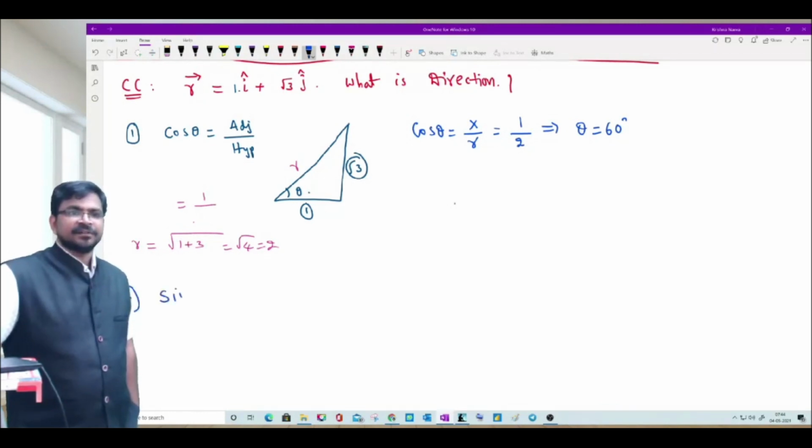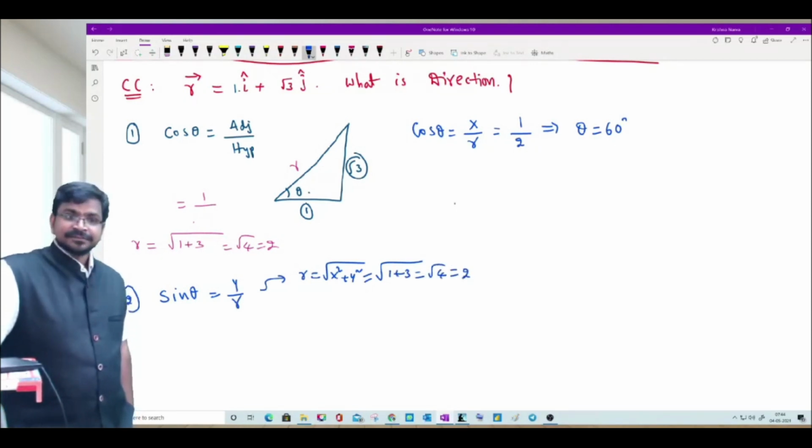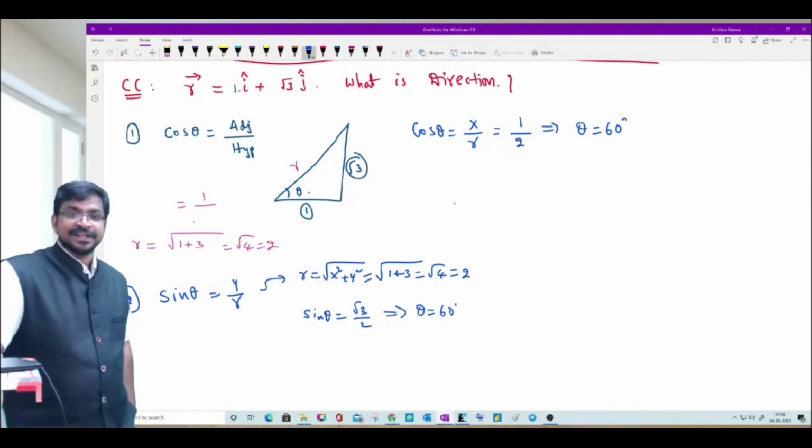sin theta. For sin theta, y by r. Again here, we should calculate r first. r is equal to square root of x square plus y square, which is square root of 1 plus 3, square root of 4, that is 2. Then sin theta is equal to root 3 by 2, which will give you theta is 60 degrees.